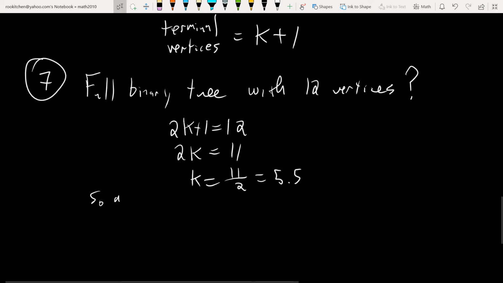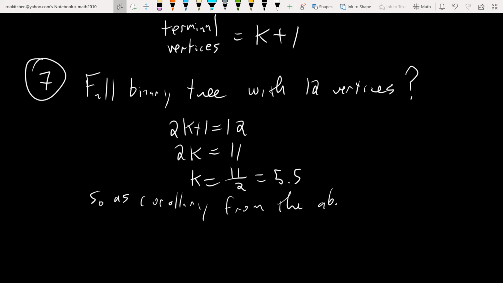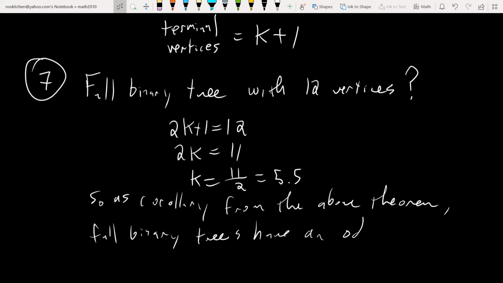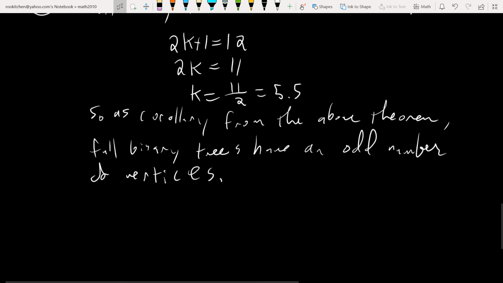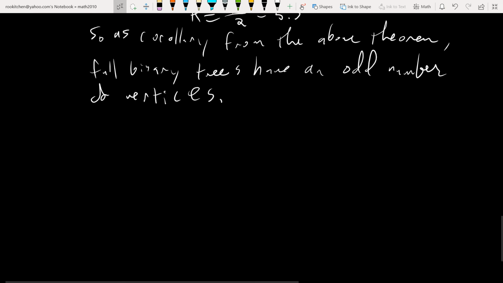So as a corollary from the above theorem, full binary trees have an odd number of vertices. And that's the way the cookie crumbles, right? Okay, so let's get on to the other theorem that they give us.